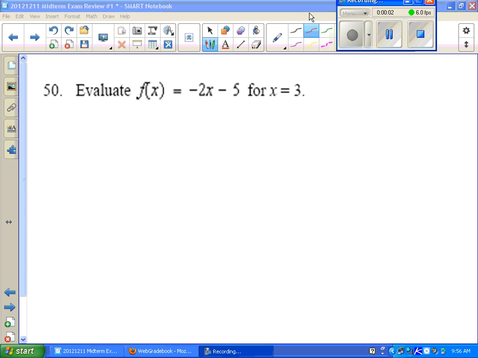All right, this is our midterm review. This is part 5, starting at number 50. First one we have f of x equals negative 2x minus 5 for x equals 3.